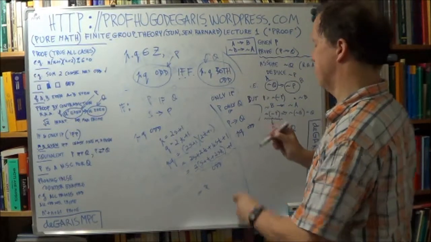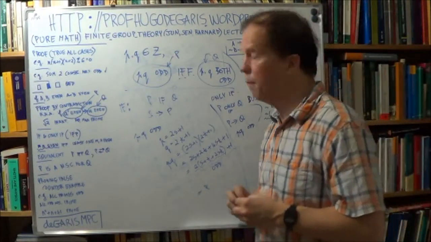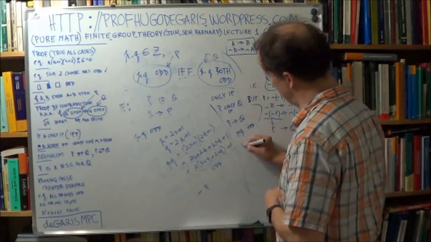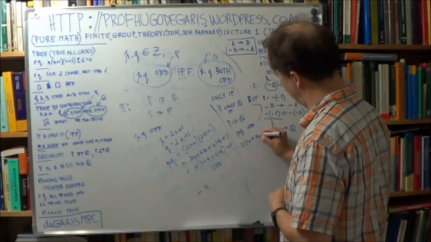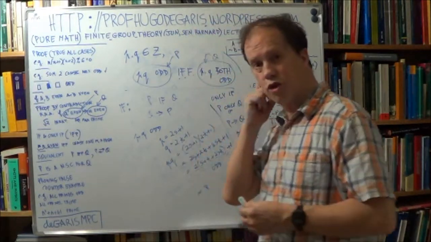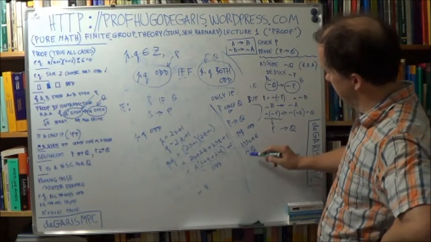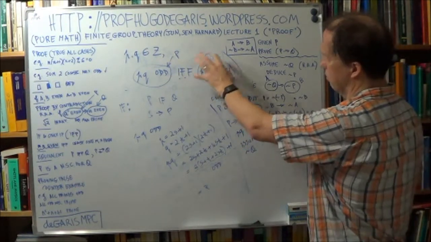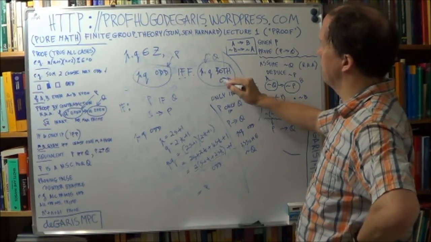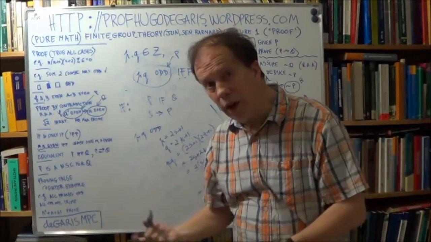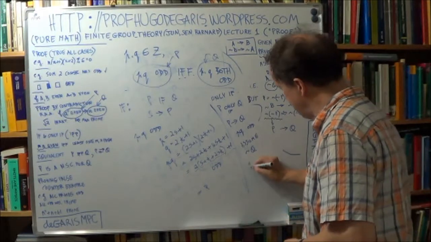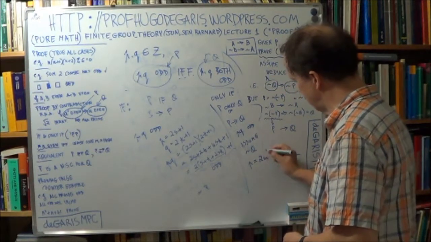So how to do that? Well, how about using proof by contradiction? If we assume not Q, let's assume not Q. So what is the negation of this? It's not the case that both P and Q are odd. That means at least one of them must be even. So let's say P is even, so that'll be of the form 2n.